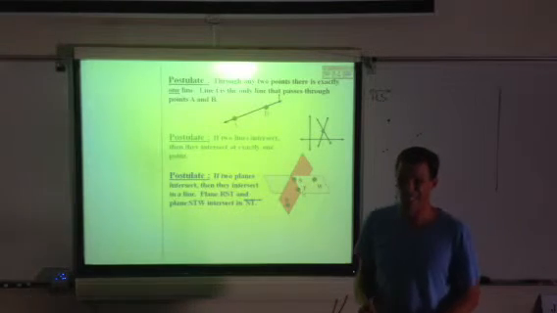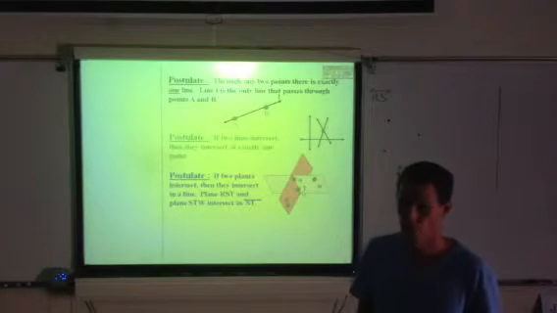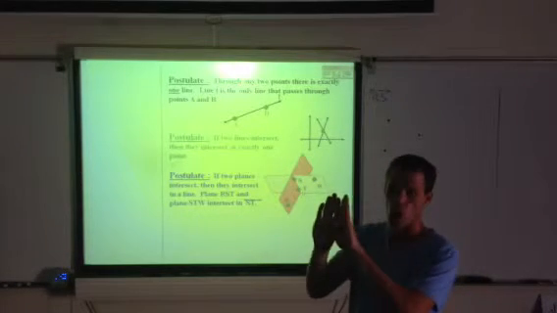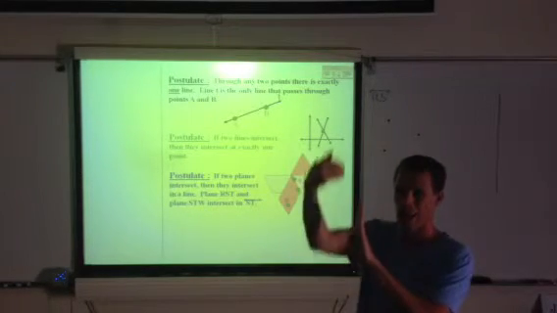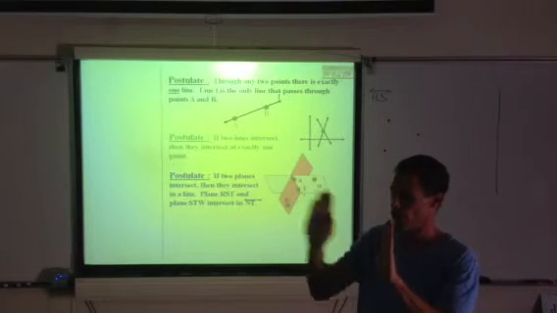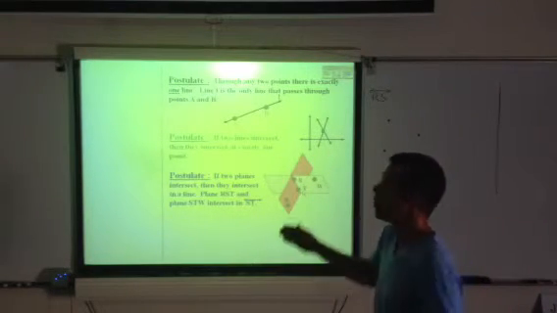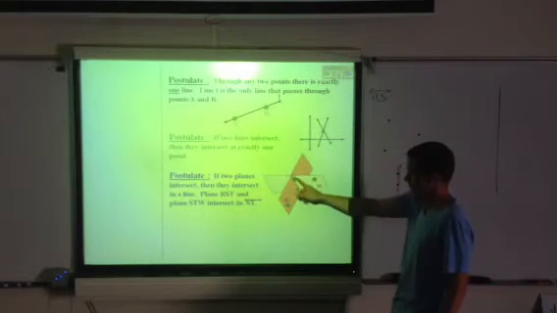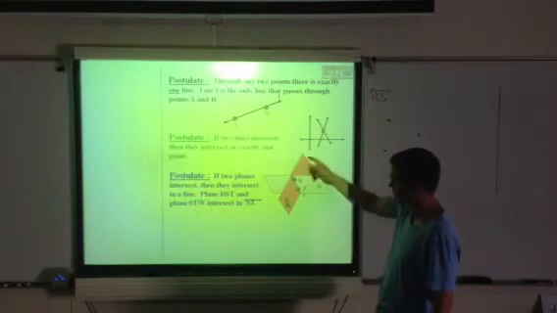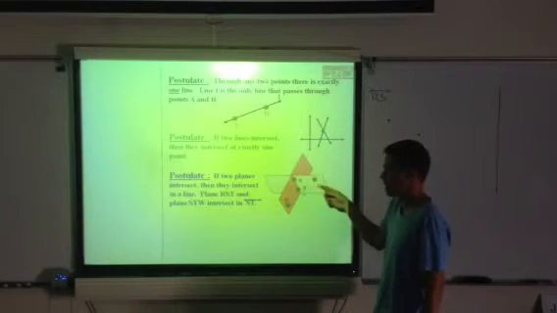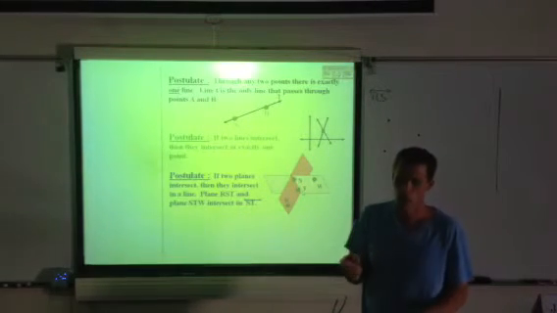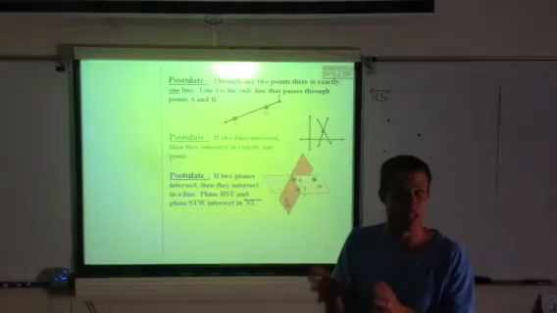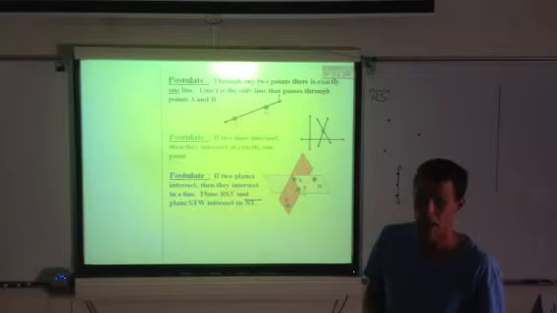Now, if 2 planes intersect, they form a line. Think of when 2 walls come together. They form a corner in a room. That corner line, that's the intersection of the front wall and the side wall, or the ceiling and the roof. Line ST is the intersection of the red plane and the gray plane. 2 planes do not intersect in a point. 2 planes, if they intersect, will always intersect in a line.